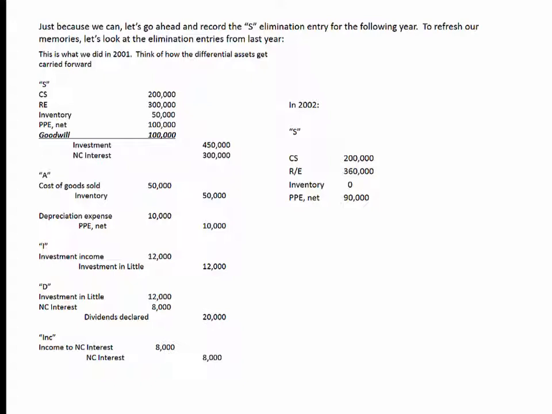Finally, the goodwill. We debited goodwill for $100,000 in last year's S entry. We didn't amortize or impair that at all, and so that $100,000 of goodwill gets carried forward to the following year.